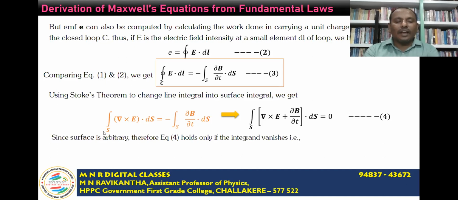Since the surface is arbitrary, equation 4 holds good only if the integrand vanishes. That is, del cross E plus dou B by dou t is equal to 0, or rearranging the terms, del cross E is equal to minus dou B by dou t. That is, the curl of electric field intensity is equal to the negative time rate of change of magnetic induction associated with the loop.